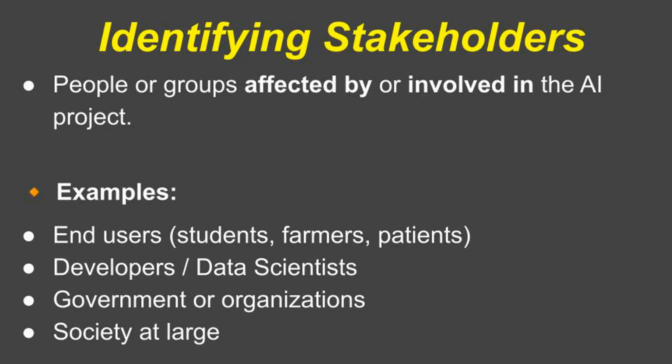Stakeholders are anyone who has an interest or role in your project, directly or indirectly. For instance, if you're developing an AI model for detecting crop diseases, your stakeholders could include farmers, agricultural scientists, government agencies, and even consumers. It's important to understand their needs and expectations early because that shapes your project's direction and success.